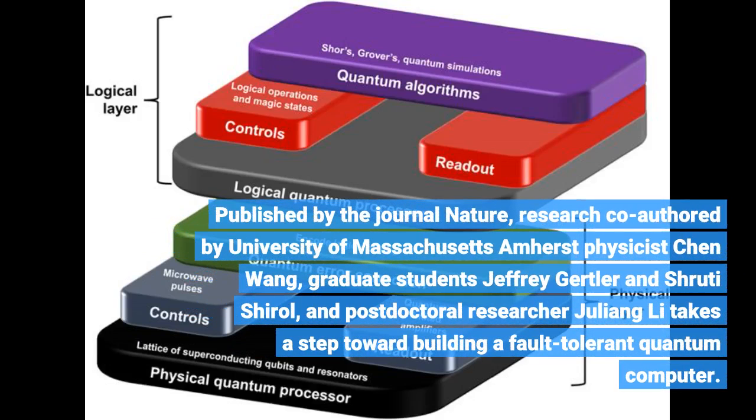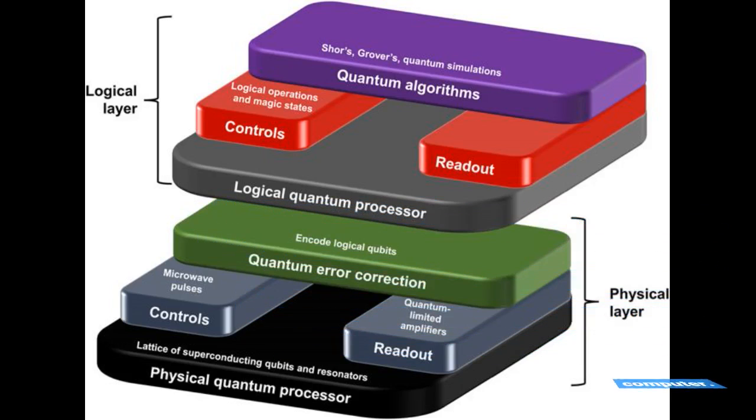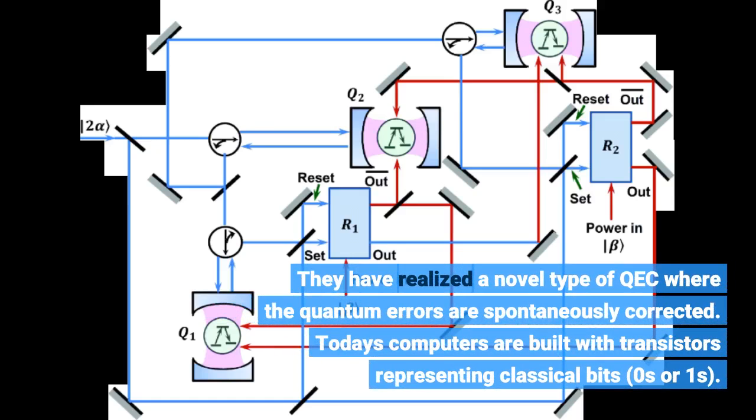Published by the journal Nature, research co-authored by University of Massachusetts Amherst physicist Chen Wang, graduate students Jeffrey Gertler and Shruti Shirol, and postdoctoral researcher Juliang Li takes a step toward building a fault-tolerant quantum computer. They have realized a novel type of QEC where the quantum errors are spontaneously corrected.